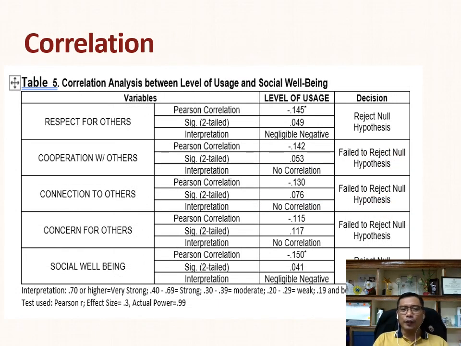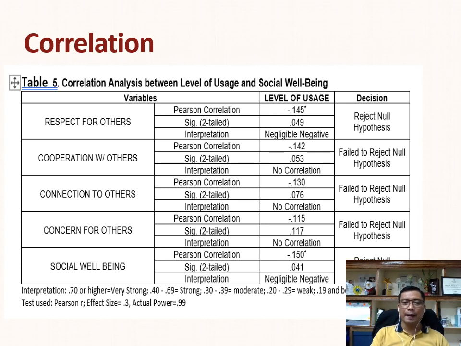Okay, how about in the question of correlation? Now, this would be an example of its result. What you would be looking at first is the sig, or the p-value. P-value is also labeled as sig, or the significant. Okay, 0.049 is less than 0.05. Therefore, you reject the null.